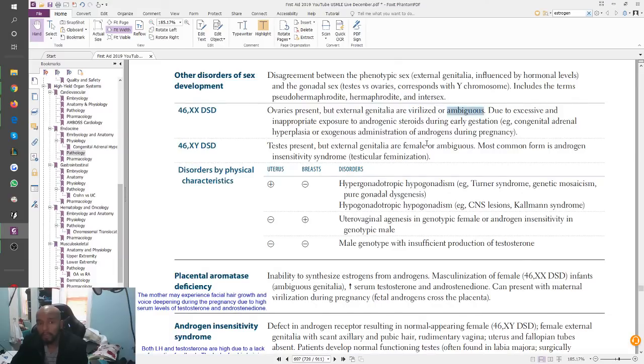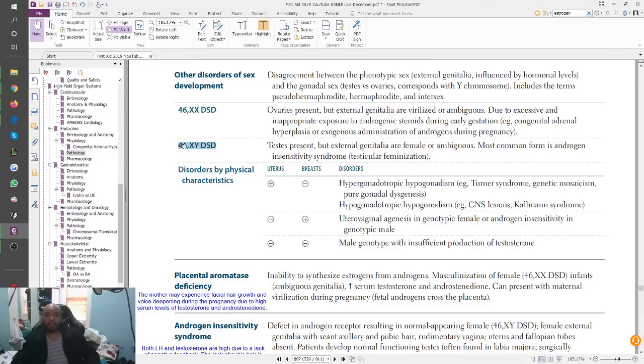And there are many reasons this can occur. 46XX, so this is a female, but for some reason her external genitalia don't look right. Well, why would that occur? It could be due to excessive and inappropriate exposure to androgenic steroids during early gestation, such as in some congenital adrenal hyperplasias, like 21 and 11. In 21 and 11, the second digit is a 1 pointing upwards, which tells you that testosterone is high. So in 21 and 11, the female might be born with ambiguous genitalia. It could also be due to exogenous administration of androgens during pregnancy, which, why would you do that?